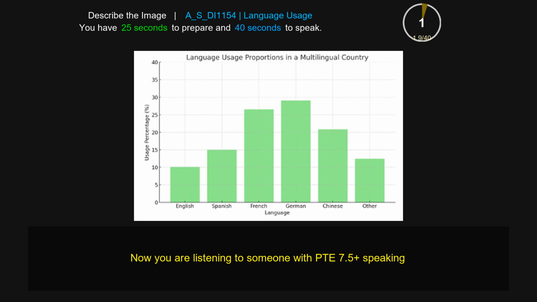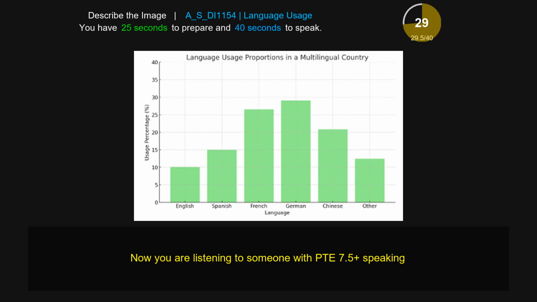The given image gives us the information about language usage proportions in a multilingual country. It consists of two main categories, language and usage in the percentage. It consists of x-axis and y-axis. We can see the minimum value and the maximum value. The minimum value is the English, which is about 10%, and the maximum value is the German, which is about 30%. It shows that the different countries have the different kinds of the percentages.